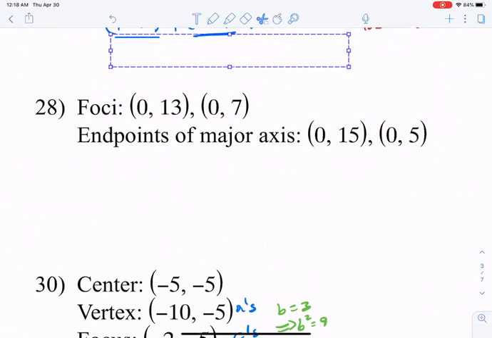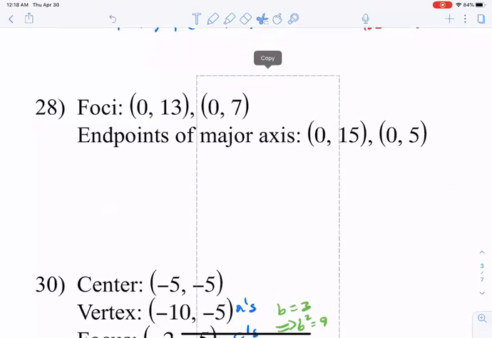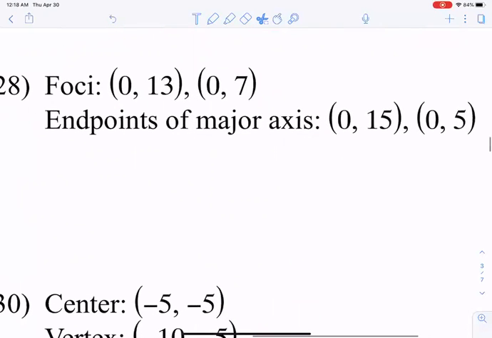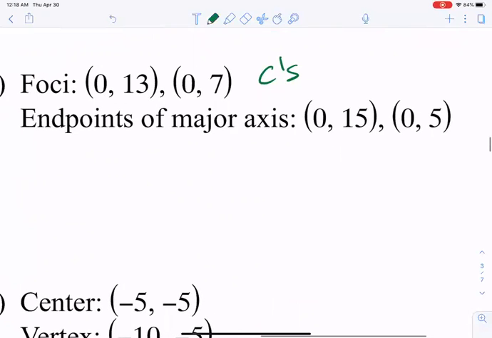Okay. Sorry, I just erased that because sometimes it makes you confused maybe. Okay. So the last one. Again, label them right away, the C's. And these guys, major axis. So these are the endpoints of the major axis.